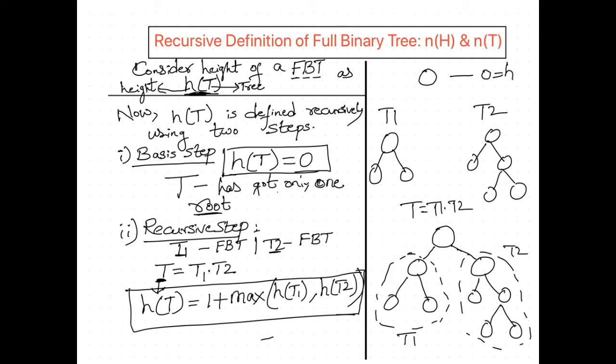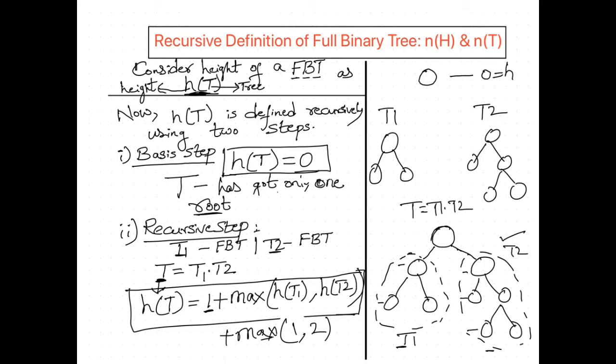Now you tell me which has the maximum height. This is 0, 1. So 1 is the height of the T1 tree. Now what about T2? Height of T2 is 0, 1, 2. So among these two, which has the max? T2 tree has the max. That's why I'm taking max of 1 comma 2, where T1's height is 1 and T2's is 2.